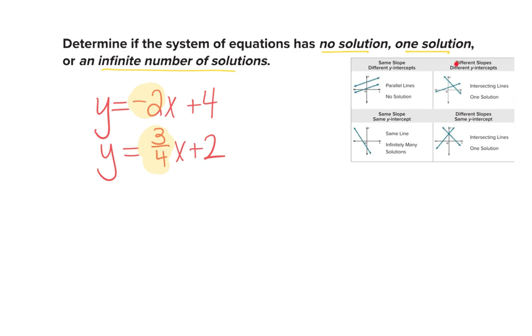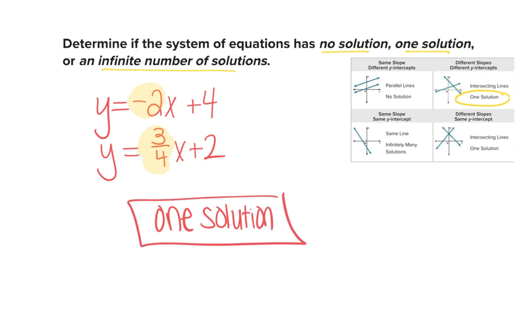So I'm looking over here and I see, oh yeah, the slopes are different and the y-intercepts are different. And so that is going to be showing up right over here. Different slopes, different y-intercepts. Those are intersecting lines and they have one solution. Now, usually I'm going to ask you what that solution is, but for today we're just looking at how many there are.